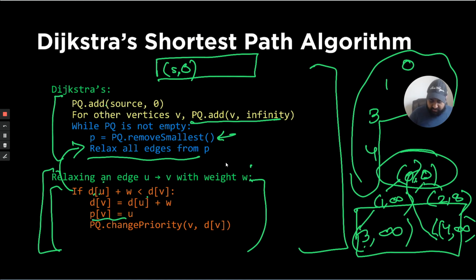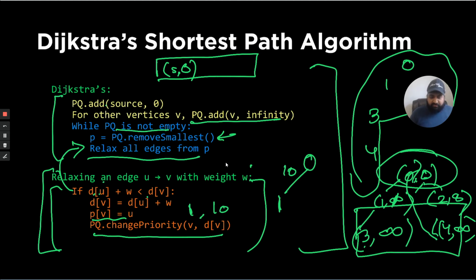And we are going to change the previous vertex to u, because now the predecessor would be u in this case. Next, we are also going to change the priority of the vertex v. Like let's say if we were doing 0 connected to 1 with value 10, so now instead of 1 with infinity, you are going to change 1's value to 10 and so on. And this is going to work till our priority queue is empty. And you are going to repeat this process.